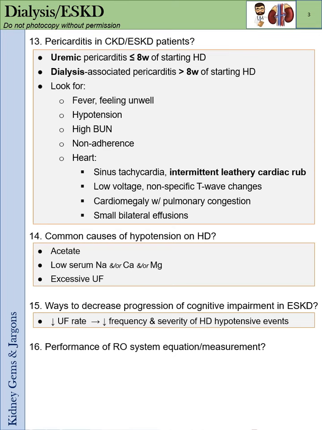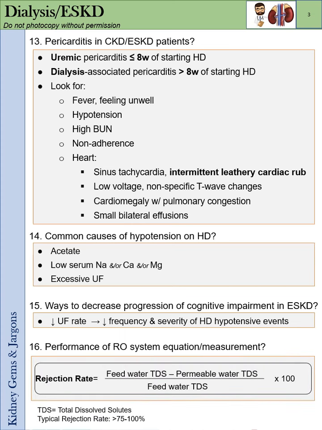What's the performance of the RO system equation or measurement? That's more of an engineering kind of question. So you measure it by something called rejection rate. What's the rejection rate? You practically do the feed water total dissolved solutes minus the permeate water total dissolved solutes, divided by the feed water total dissolved solutes. The typical rejection rate is more than 75% to 100%. That means that the RO system is good.